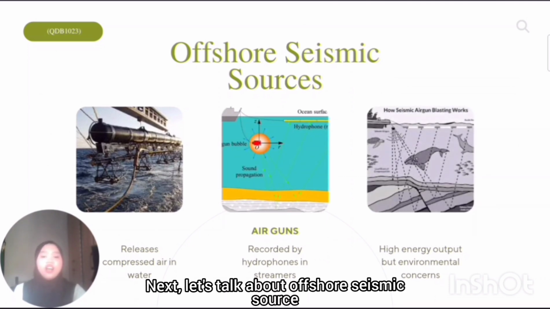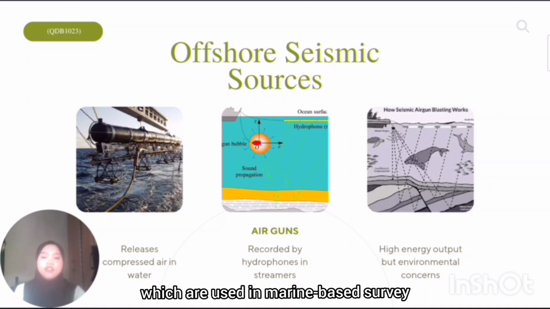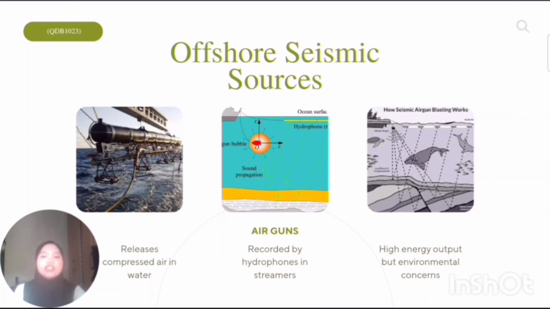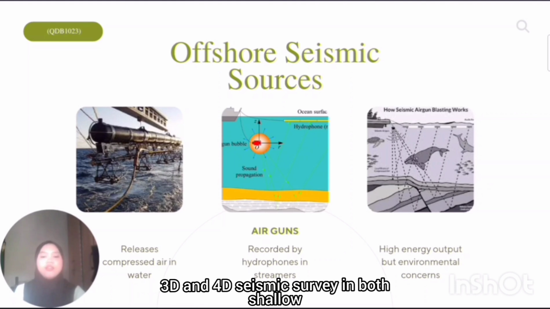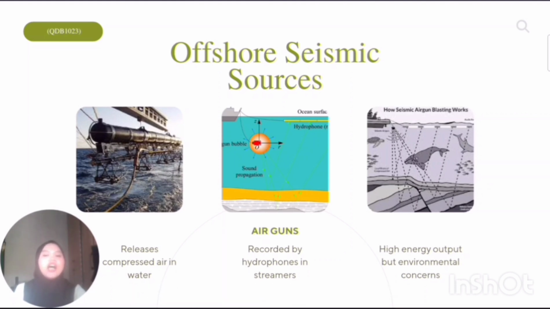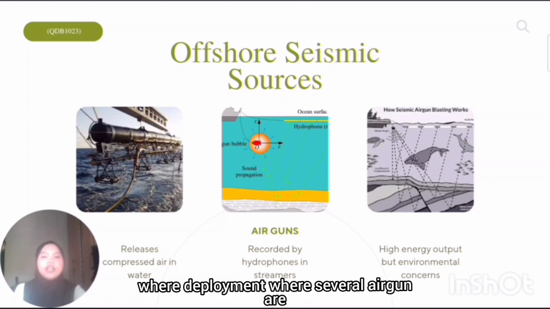Next, let's talk about offshore seismic sources, which are used in marine-based surveys. Air guns are the most common source for 2D, 3D, and 4D seismic surveys in both shallow and deep water, especially for oil and gas exploration. The process starts where several air guns are arranged in clusters to produce strong energy.